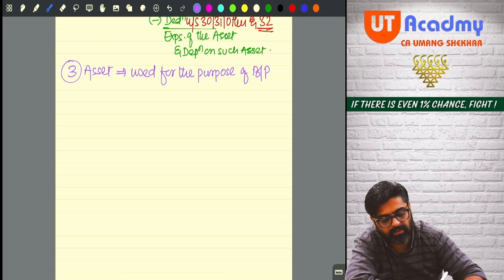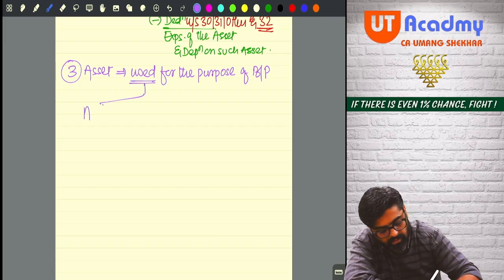For the purpose of business or profession, it must be used. Use must be actual use. Actual use.